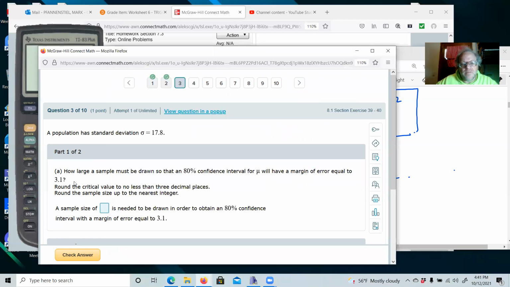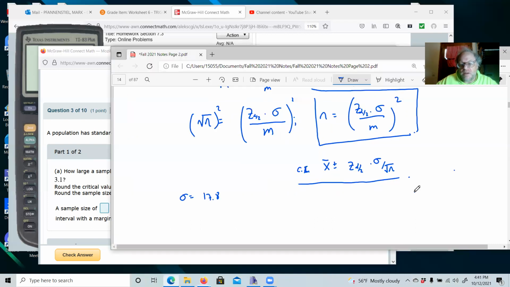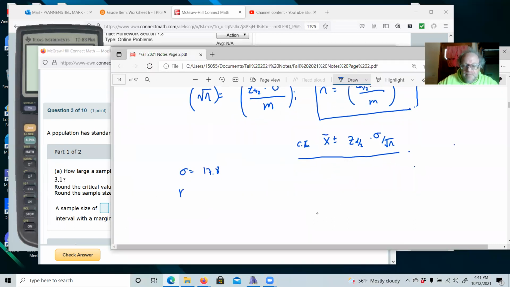What do they want to know? So how large a sample must be drawn so that an 80% confidence interval for the average will have a margin of error equal to 3.1. So my M is equal to 3.1. Now I've got to figure out what this confidence coefficient is going to be. It's an 80% confidence interval.